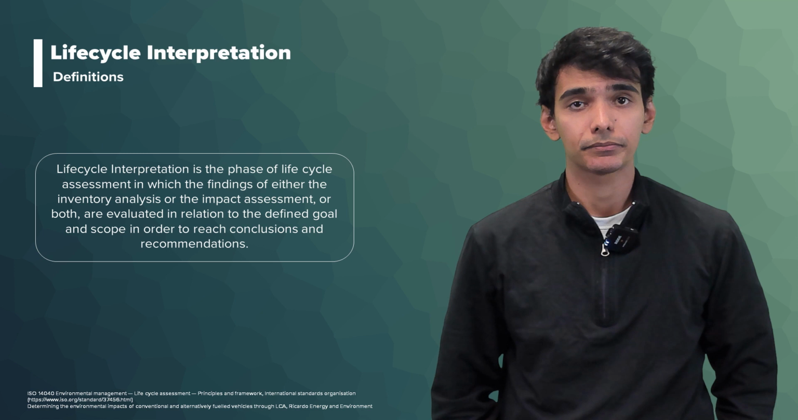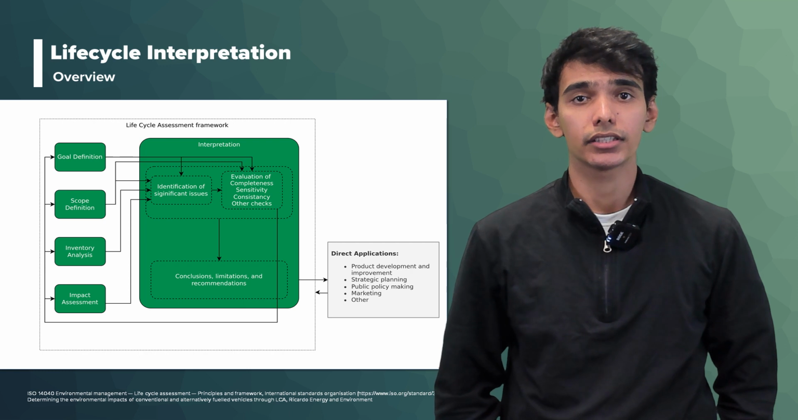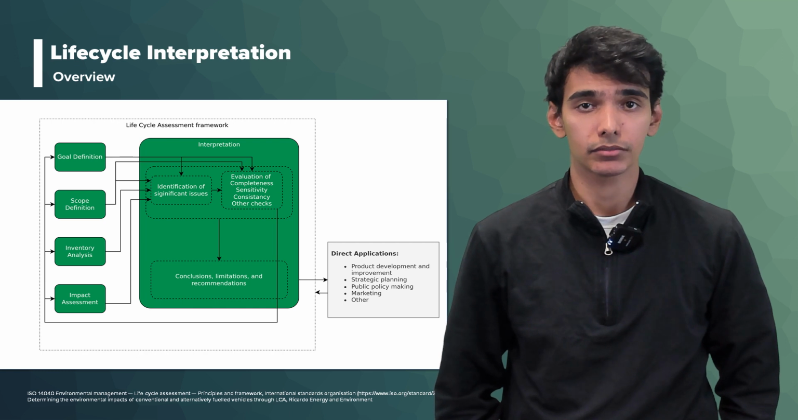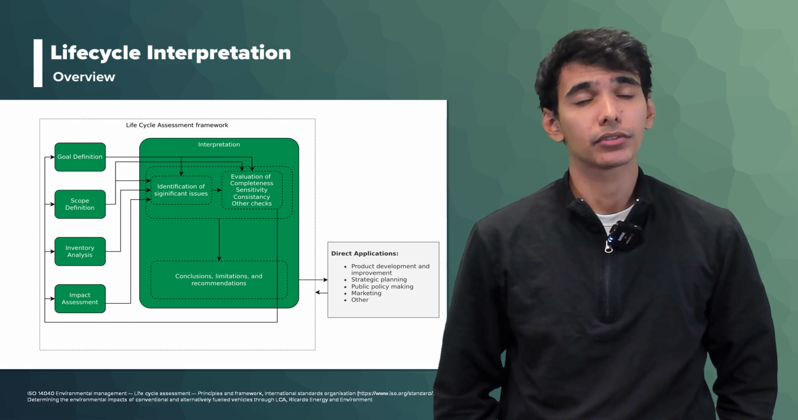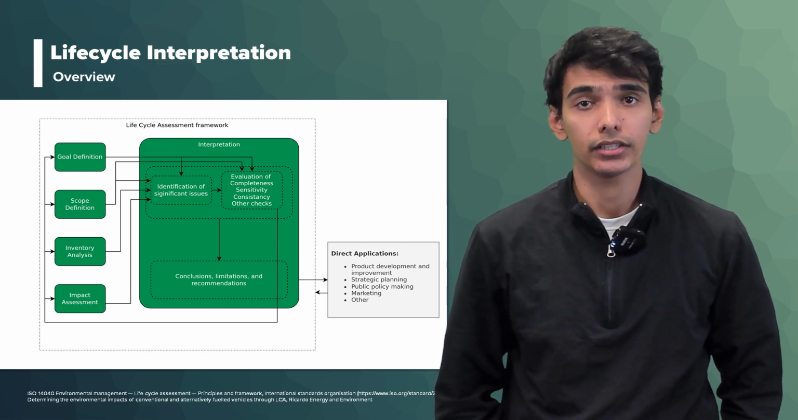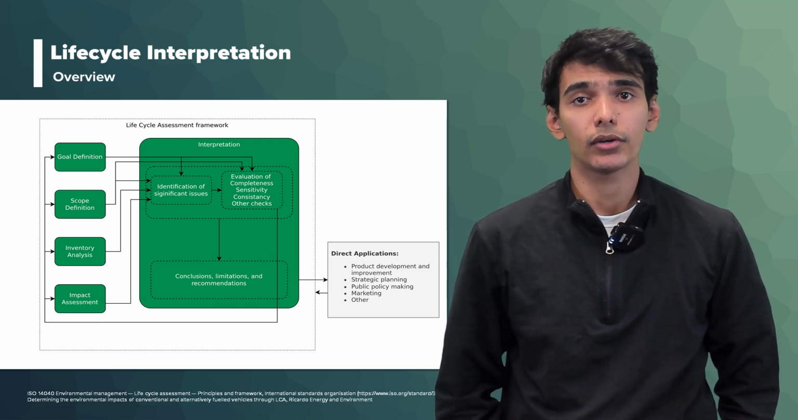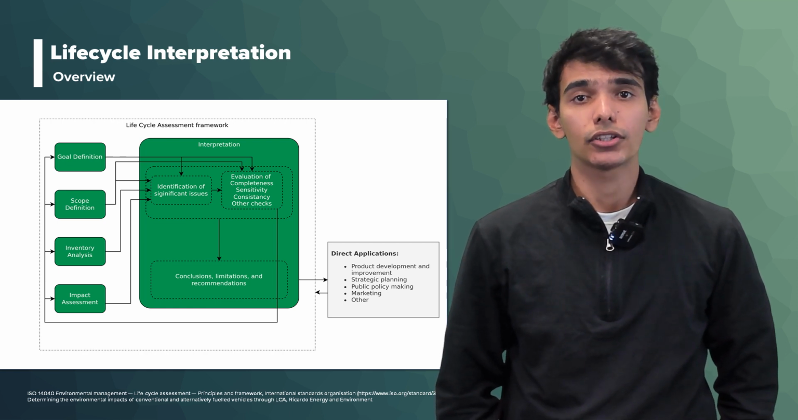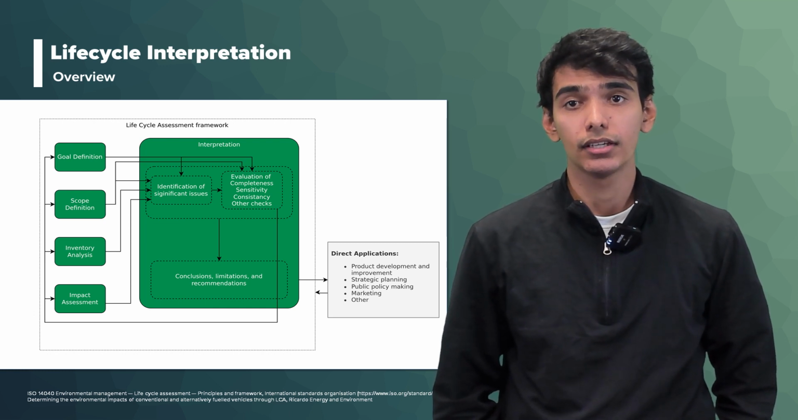And this is done in order to reach the conclusions and recommendations that you would like from your LCA. So looking at this using a very nice figure, on the left-hand side you can see your goal definition, your scope definition, and the inventory analysis and impact assessment that you have from your LCA. And this feeds into the interpretation phase of your LCA in various ways. So you have identification of significant issues that also feeds into evaluation of completeness, sensitivity, consistency, and other checks. And once you have all of this information, then you can make your conclusions, like you can have an assessment of your limitations and also make recommendations.